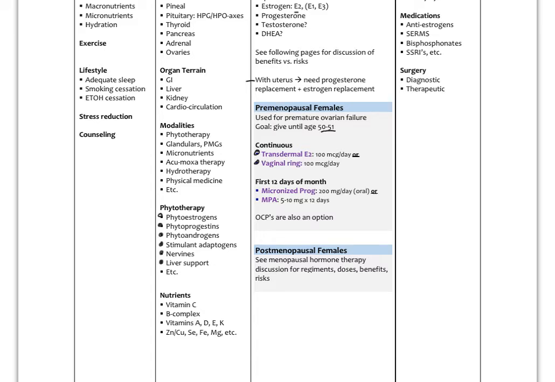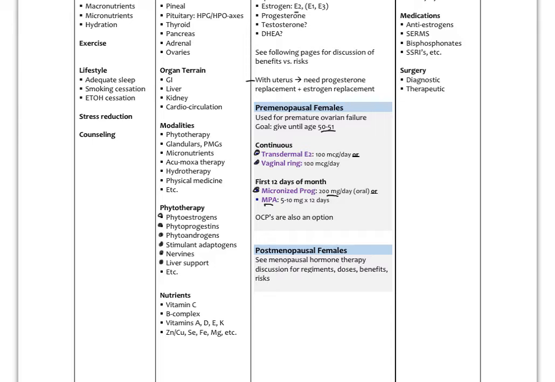And then for the first 12 days of the month, we give micronized progesterone, which is becoming the more popular form. This is the natural progesterone in a special micronized form, and we give this orally, 200 milligrams a day. There's also a transdermal progesterone. I'll come back to that. That might not be as effective as the micronized for getting progesterone levels up. Or medroxyprogesterone acetate, which is the synthetic progestin, is given 5 to 10 milligrams for 12 days. So these would be some of the progestins given alongside the estrogen.